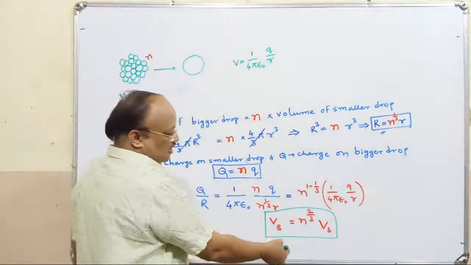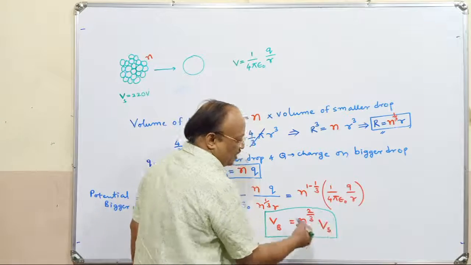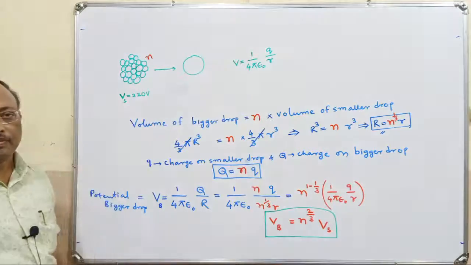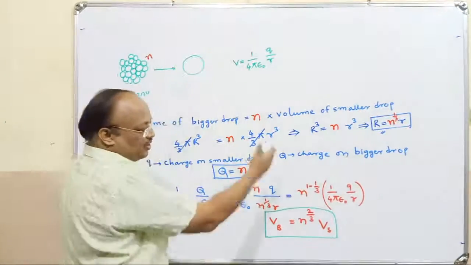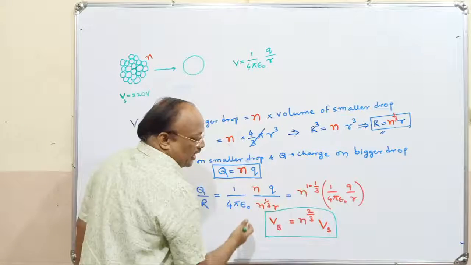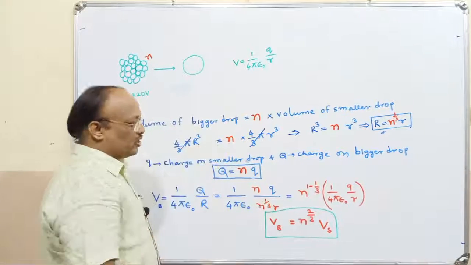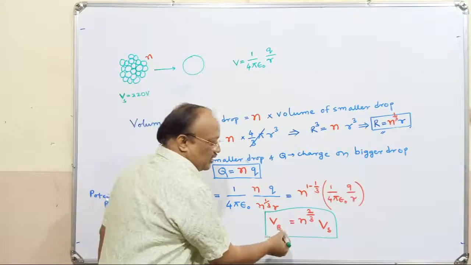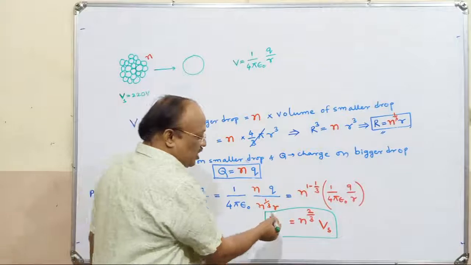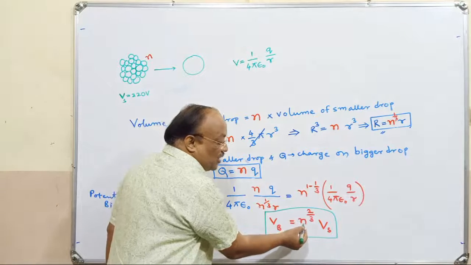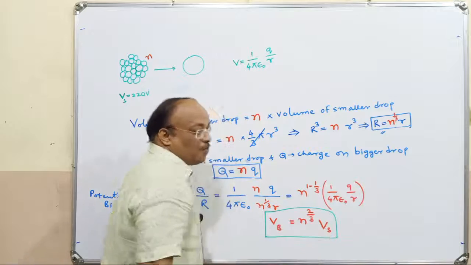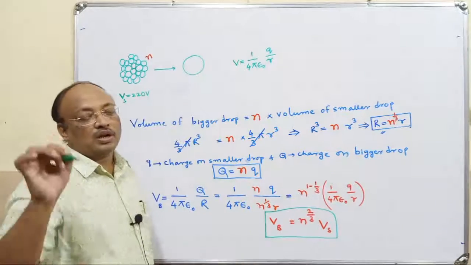In competitive exams, in one step you can find this value. But if it is asked in the board exam, you have to solve the whole thing like this. Usually it is a very important question for competitive exams, and this is the shortcut for it. The potential of the bigger drop is equal to n to the power of 2 by 3 times the potential of a smaller drop.